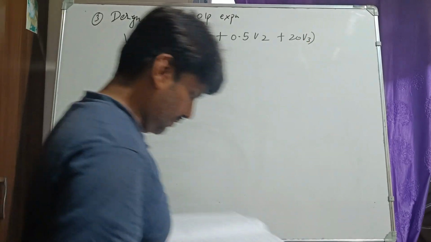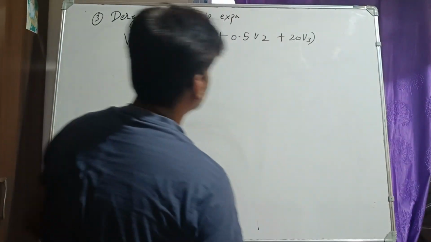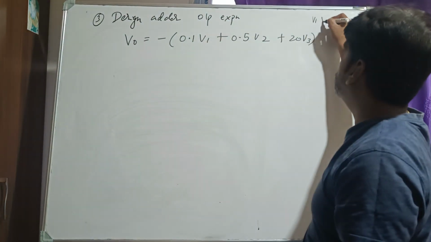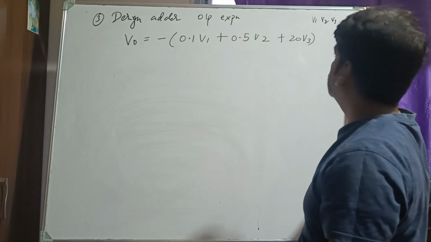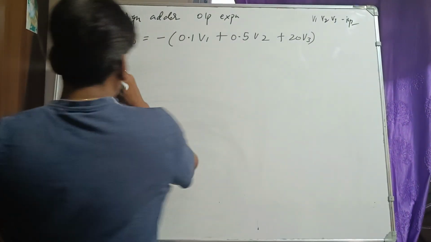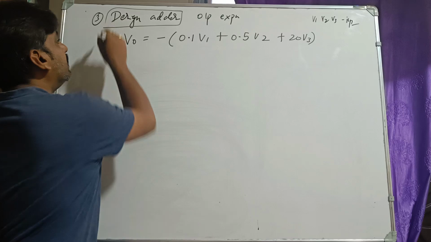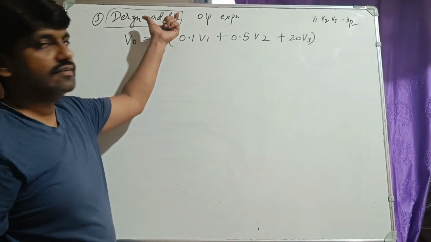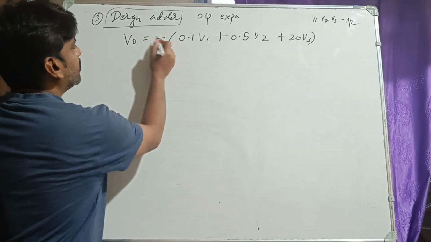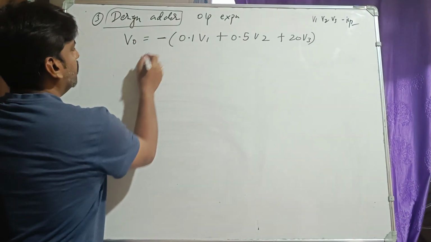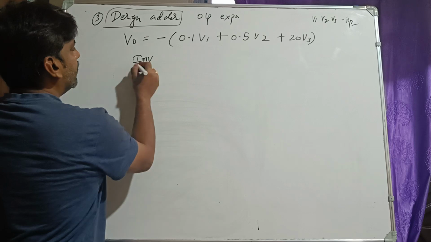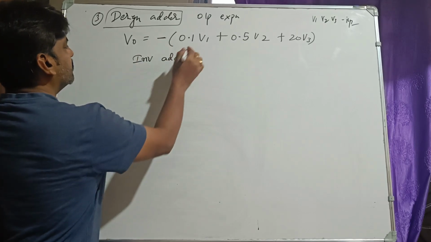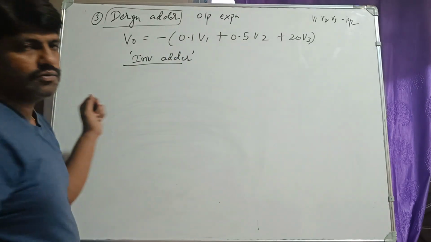So this is the question, right? V1, V2 and V3 are the three inputs. You should design the adder now. They have given the output expression, and you should construct that adder circuit. By looking at this expression, it is minus. So minus stands for what type of adder? Inverting adder. Assume that it is plus; at that time you should treat it as a non-inverting adder. Now it is an inverting adder.